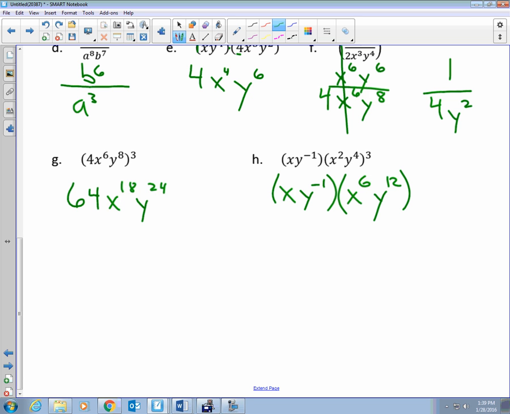So my operation was powers. Now what am I doing with these two things? Multiply. When you're multiplying, what do you do to the exponents? You add. And negative 1 plus 12 is 11. So this is my final answer.